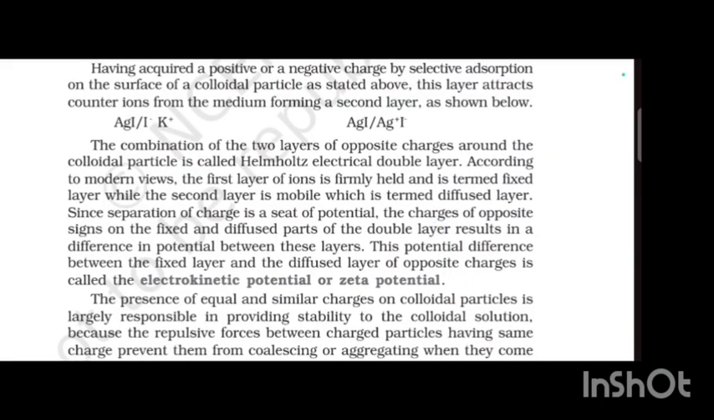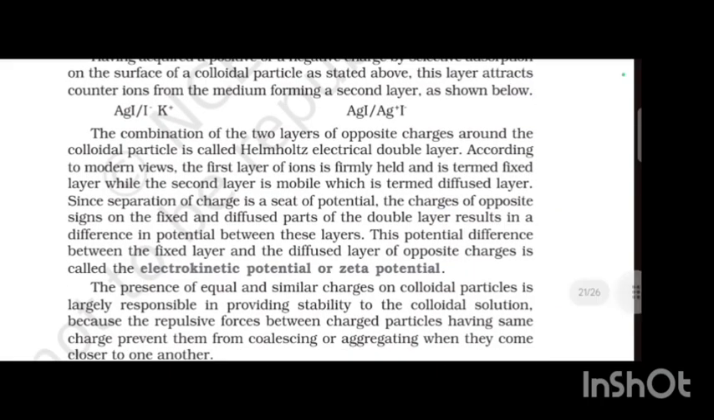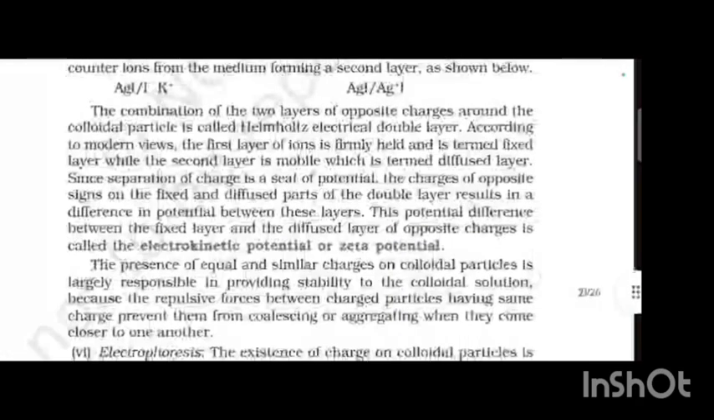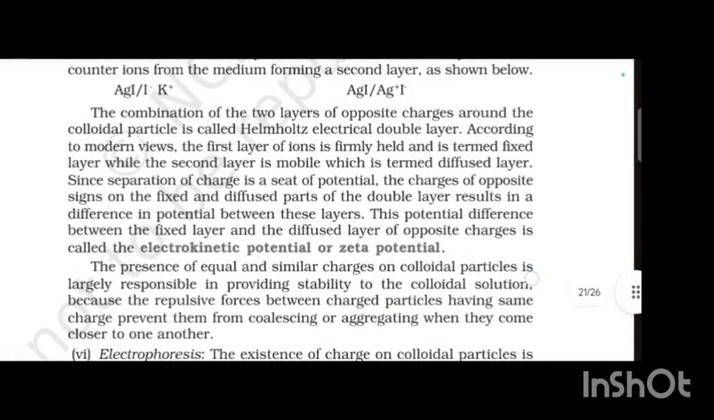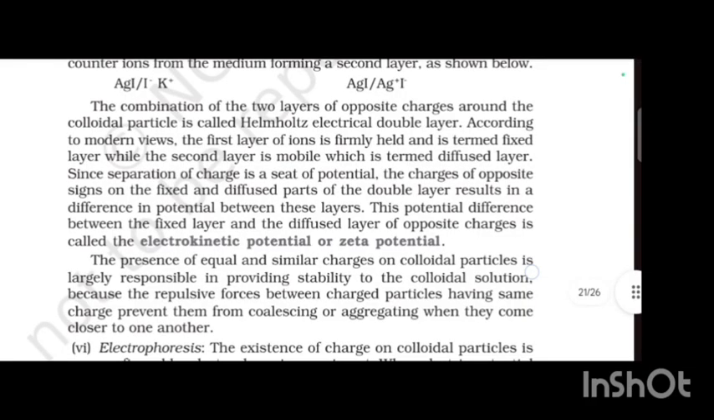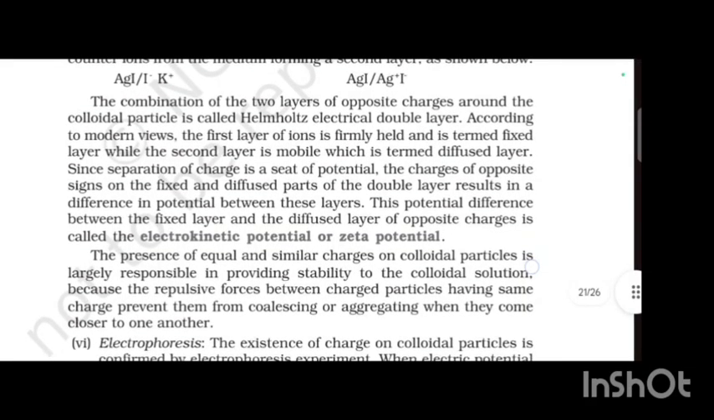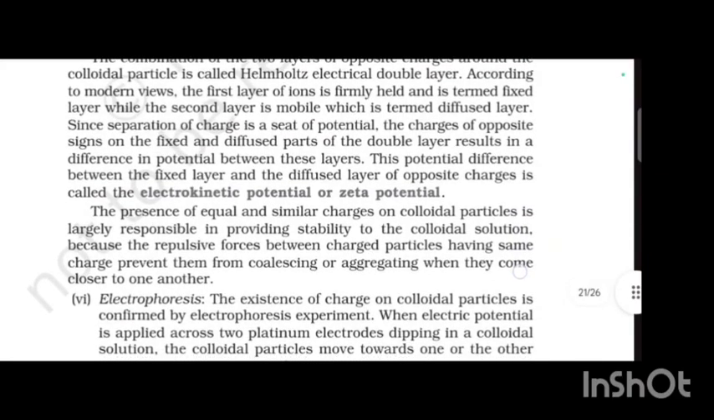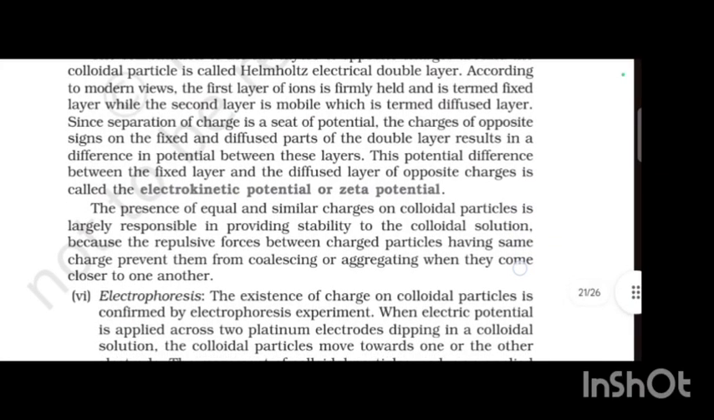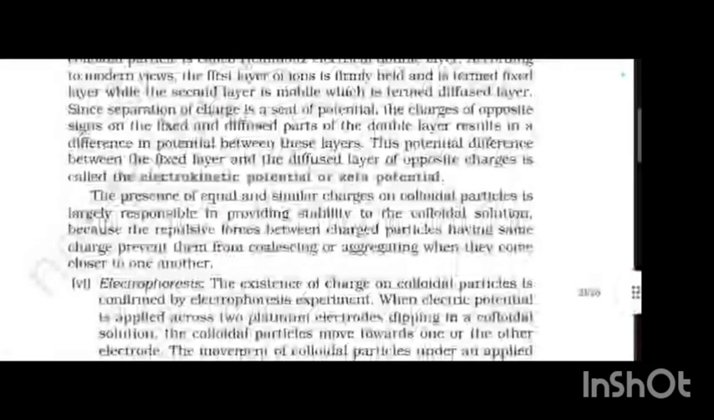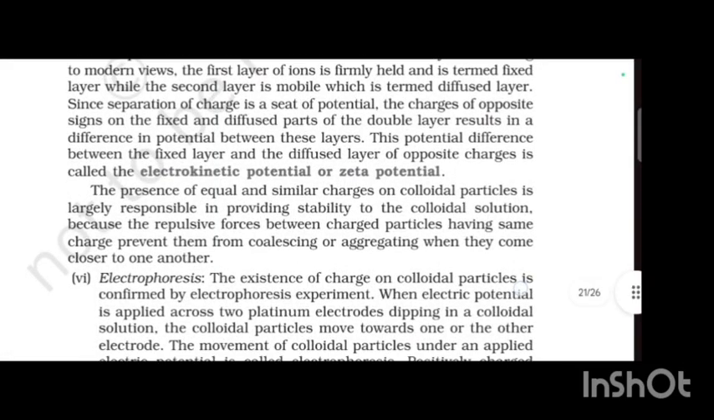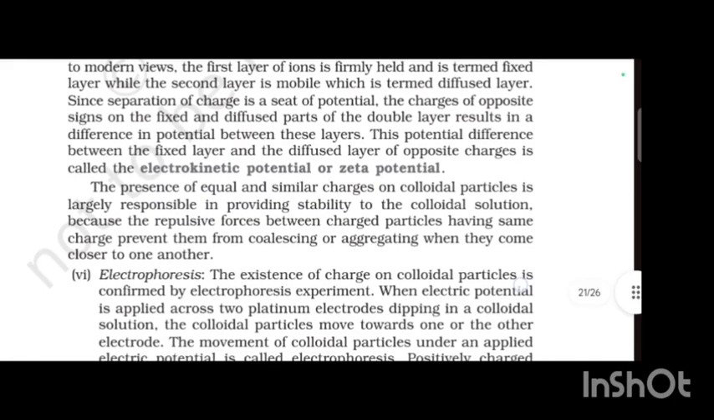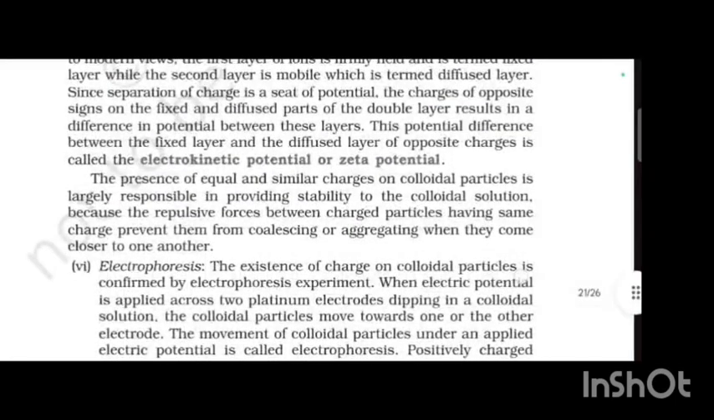Having acquired a positive or a negative charge by selective adsorption on the surface of a colloidal particle, as stated above, this layer attracts counter ions from the medium, forming a second layer as shown below. AgI/I⁻ K⁺ and AgI/Ag⁺ I⁻. The combination of the two layers of opposite charges around the colloidal particle is called the Helmholtz electrical double layer. According to modern views, the first layer of ions is firmly held and is termed the fixed layer, while the second layer is mobile, which is termed the diffused layer.